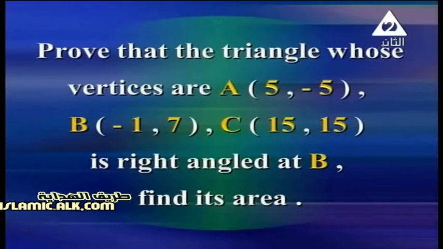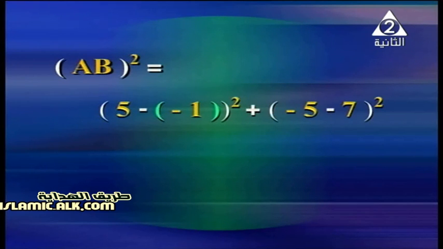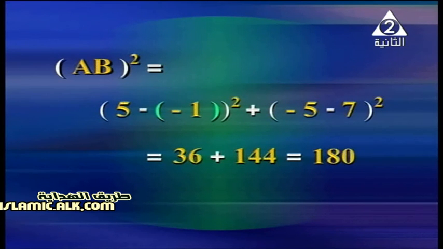So it means that we want to find AB power 2, BC power 2, and AC power 2. It means that AB to the power of 2 equals 5 minus negative 1 all to the power of 2 plus negative 5 minus 7 all to the power of 2, which is equal to 36 plus 144 to obtain a result as 180. So AB power 2 equals 180.